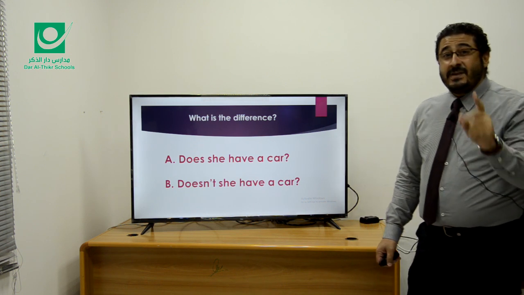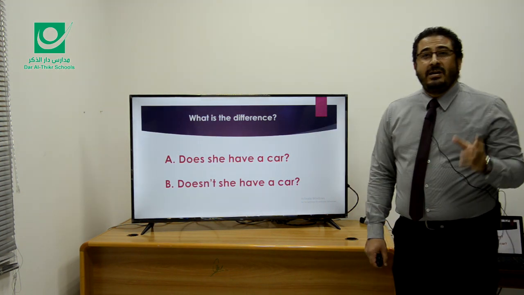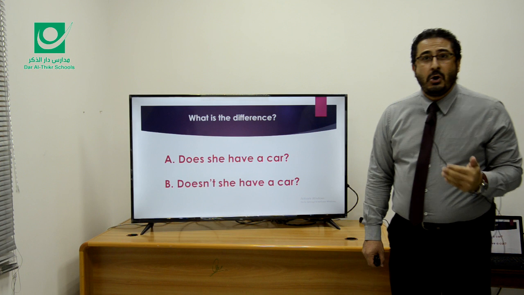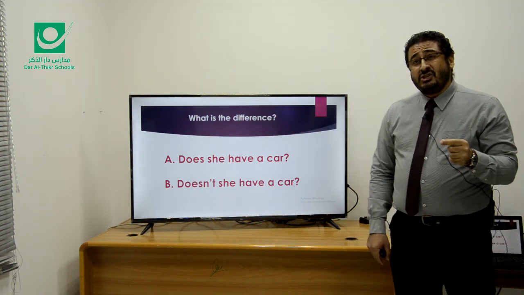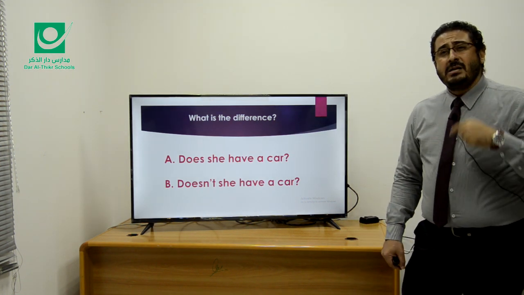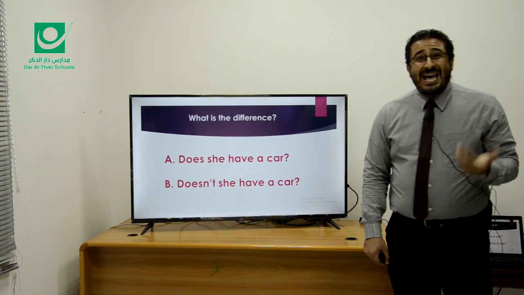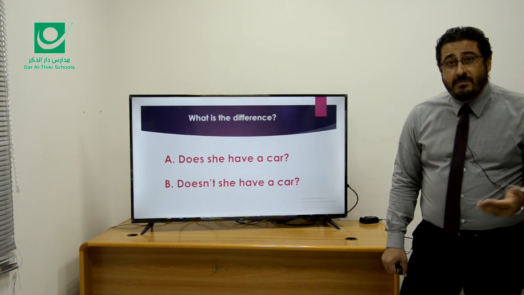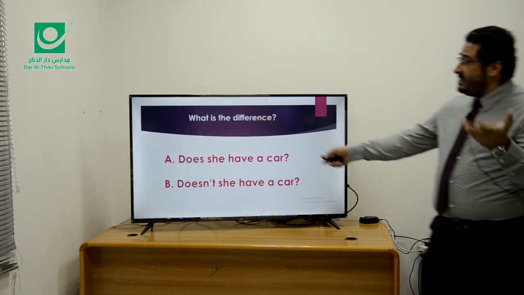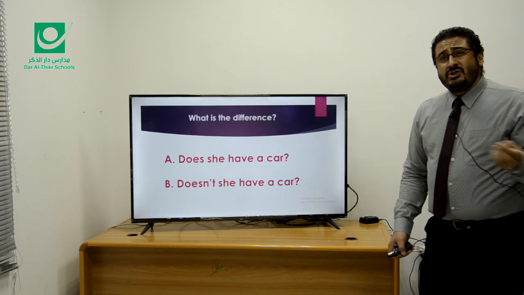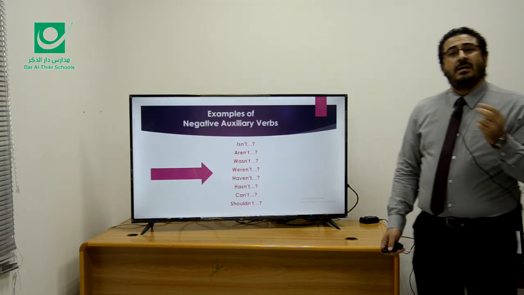Yes, actually there is a difference between the two questions. The first question is a regular question. You're asking because you don't know if she has a car or not. But the second question, you are assuming that the other person will agree with you. So you probably know that she has a car, and you want to confirm or make sure that she already has a car. And this is the difference between the first question, which is positive, and the second one, which is negative.